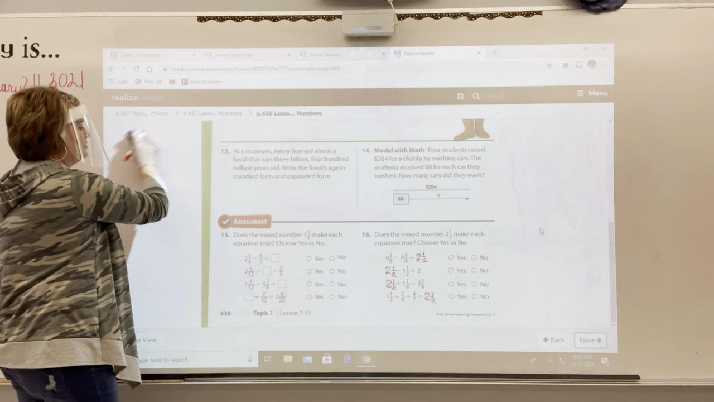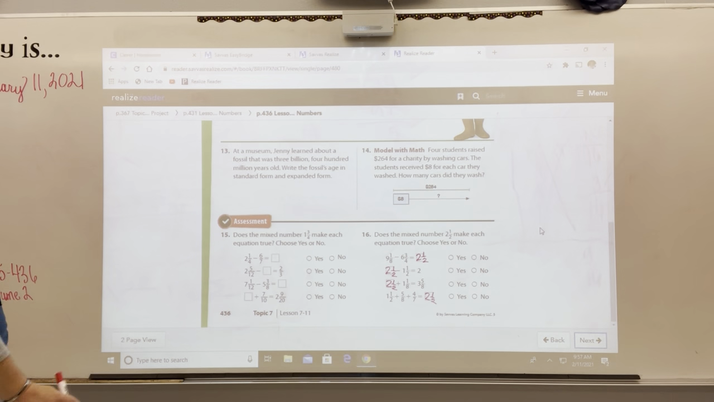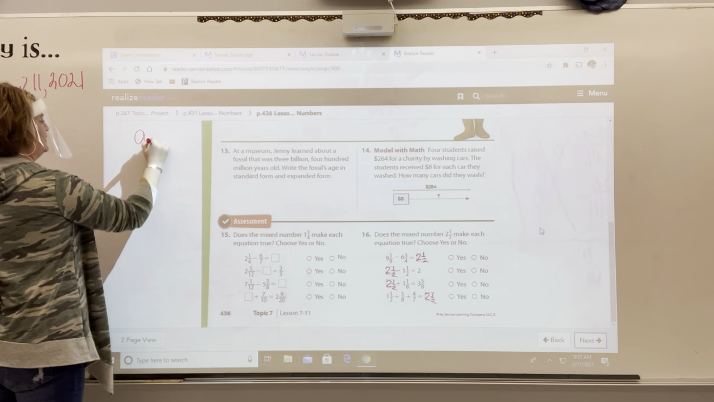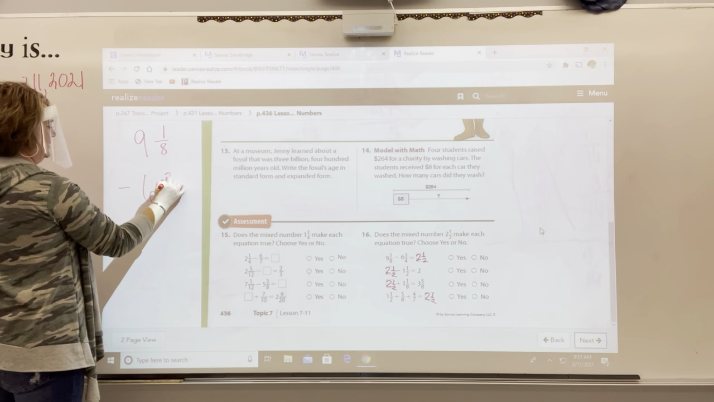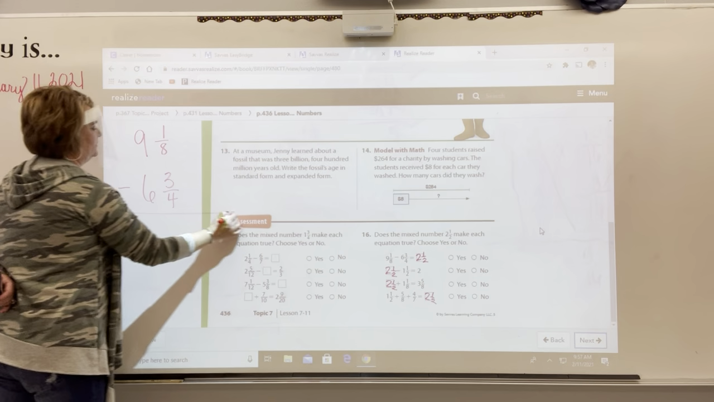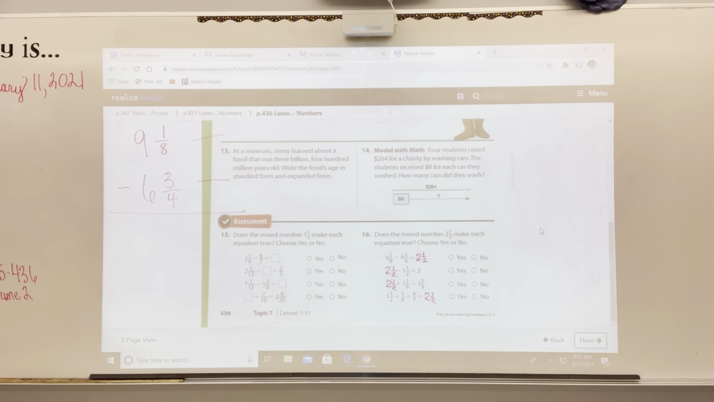If you are, I'll let you pick which one you want to do. First, second, third, or fourth? First. 9 1/8 minus 6 3/4. What's the denominator for 8 and 4? 8. 8, okay.